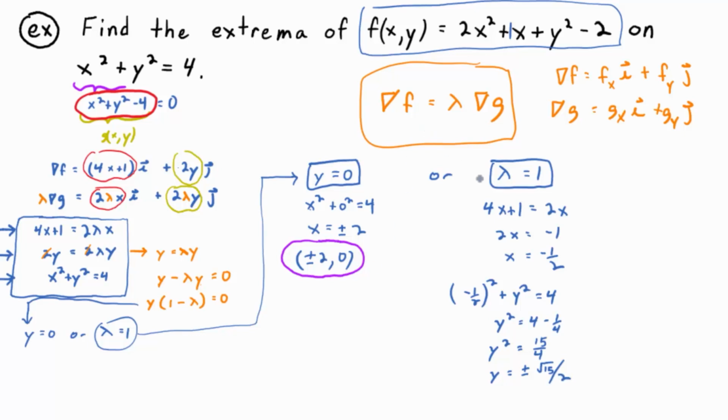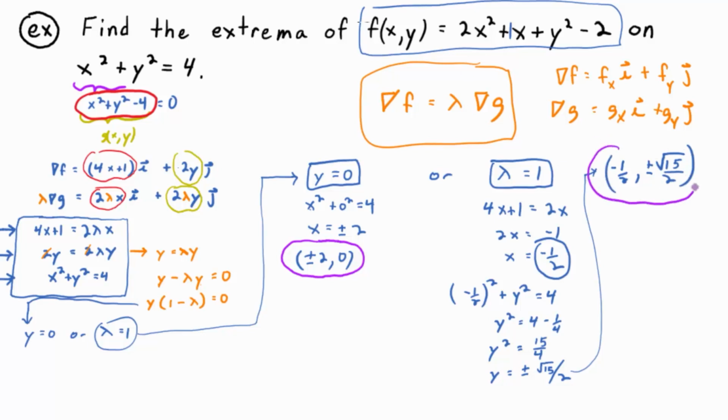So what are the critical values that I get from lambda equal to 1, that case? So the critical values would be, going up here, negative 1/2, comma, plus or minus root 15 over 2. Okay, I'm going to circle that. Those are two more critical values. Critical points is what they are, right?